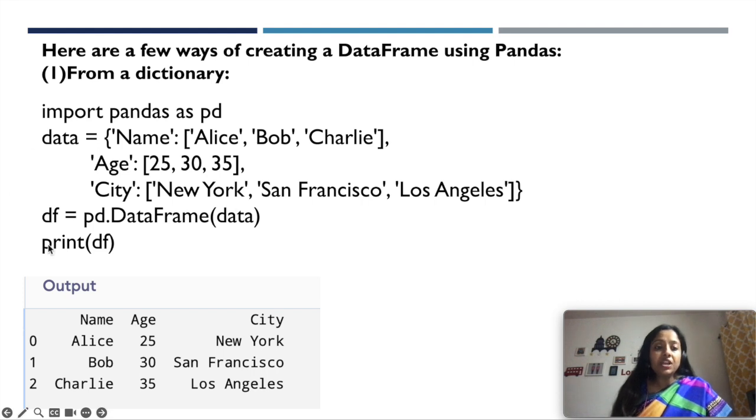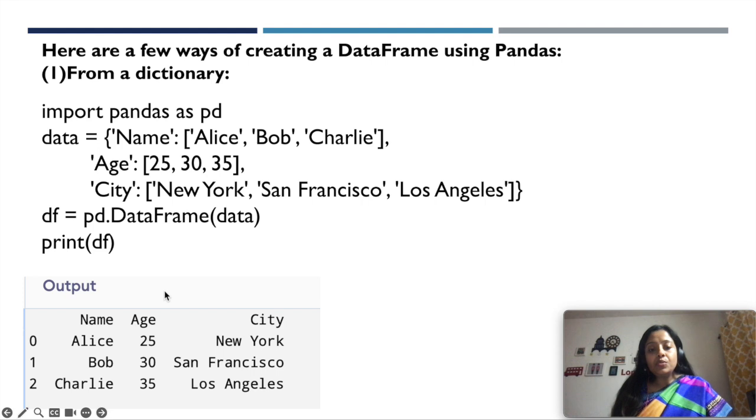What is the output here? Output is df, which is just a variable here, and it has the resultant DataFrame now. So now if I print df, that is the DataFrame, our output looks like this.